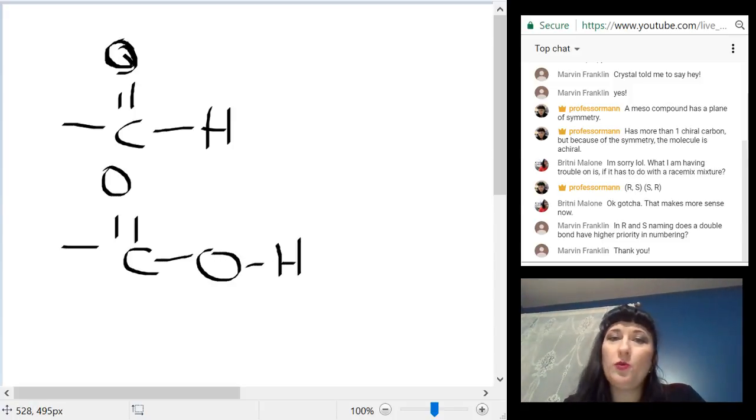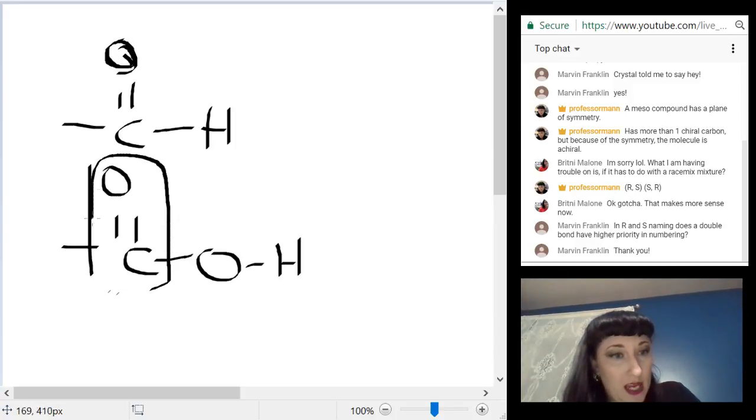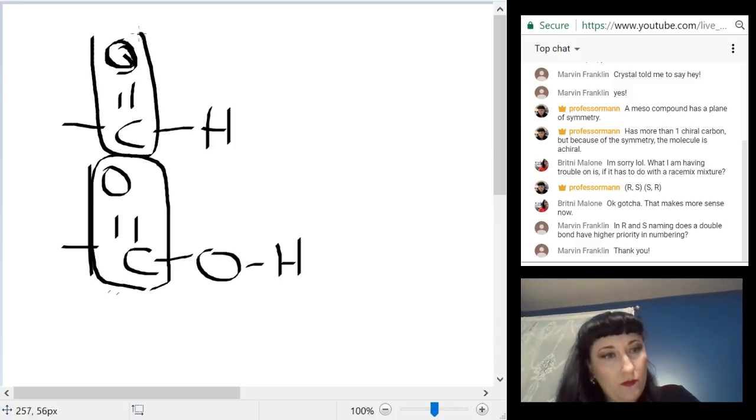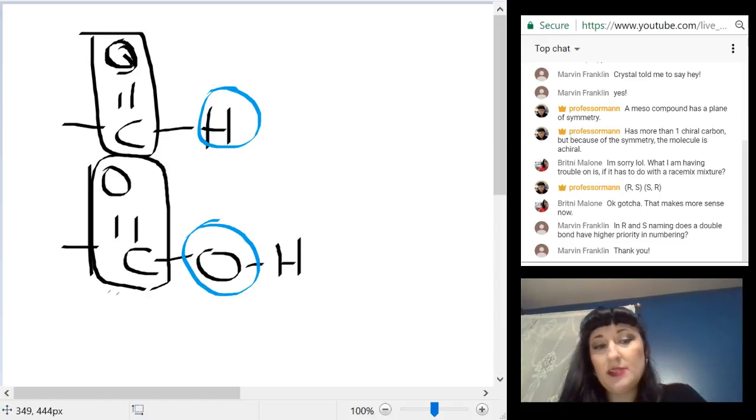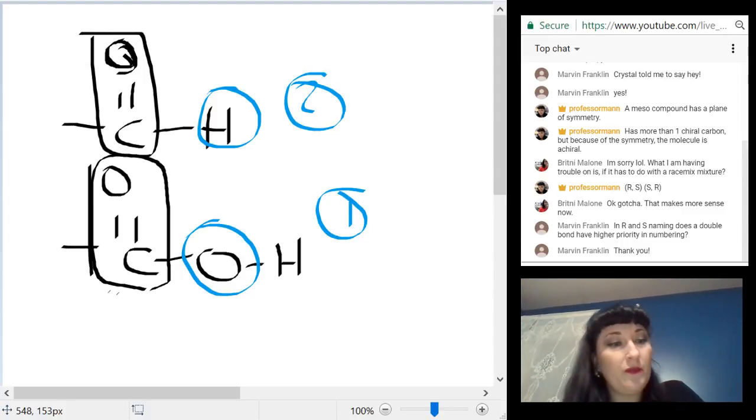So which of those would have priority over the other? Well, this part is exactly the same, right? So then you have to look at the next difference, right? So in this case, it's a hydrogen. In this case, it's an oxygen, which means this would have priority over that one because of the oxygen. Now, let's complicate things.